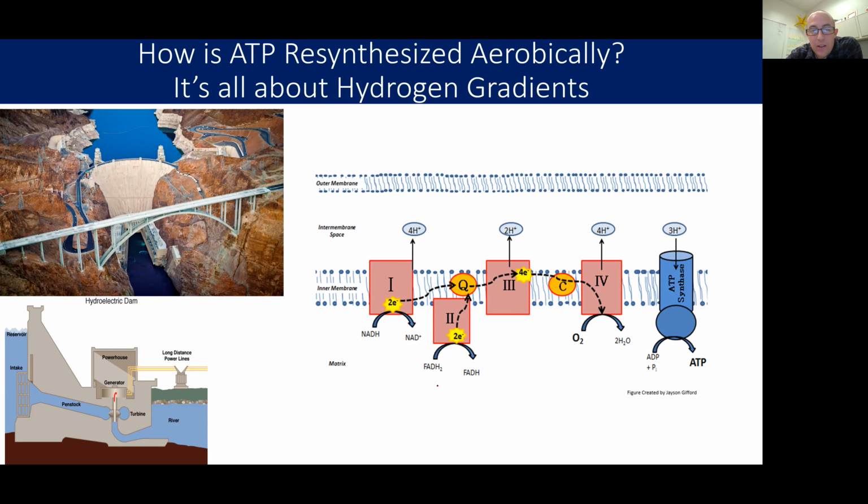When you're donating electrons through FADH2, you're skipping complex 1 and the 4 hydrogen ions that will be moved by complex 1. So you're going to move less hydrogen. And remember, the hydrogen is used to resynthesize ATP. So less ATP will be resynthesized via FADH2.